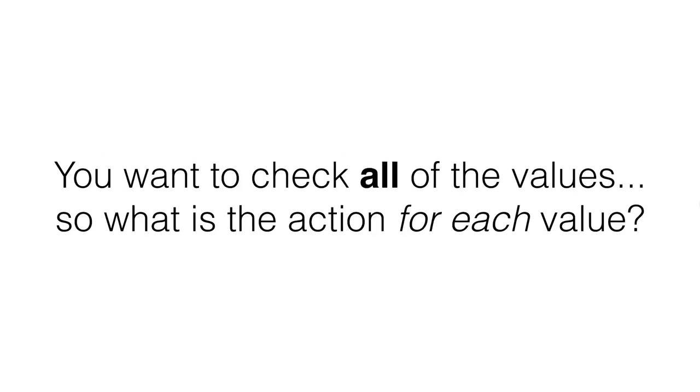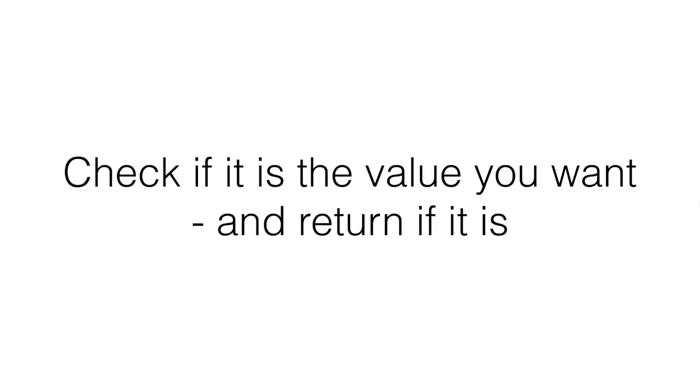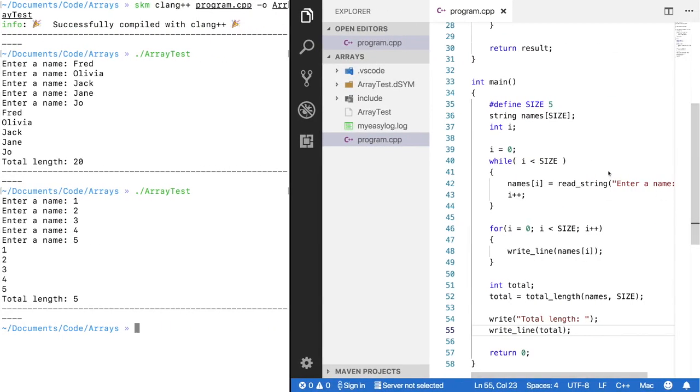Now, what we want to do is check the value against all of the values in the list. So what do we do for each value? Well, in this case, we can check if the value is the one that we're after. And if it is, we can either return the value, its index, or that we found it. Let's have a look at doing that now inside our program.